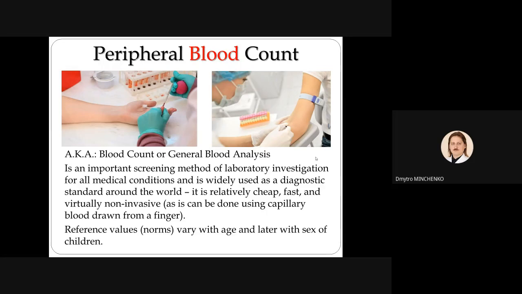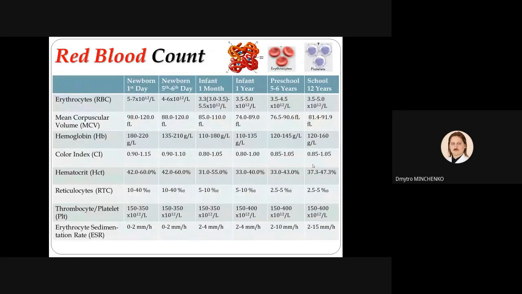This is an important screening method for all medical conditions. It is used everywhere in the world because it is relatively cheap, fast, and virtually non-invasive. As again mentioned, it can be taken from a finger. The reference values, the norms, vary with age and later with sex of children. Let's take a look at some of these reference values.